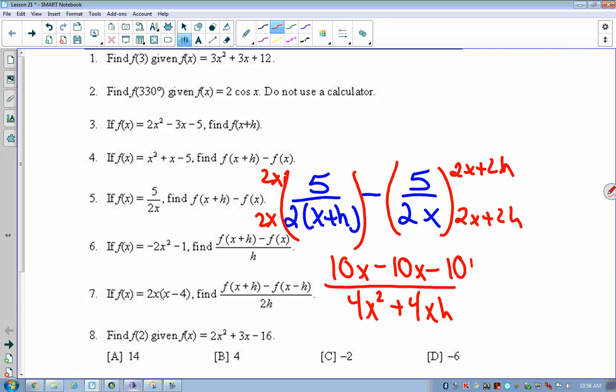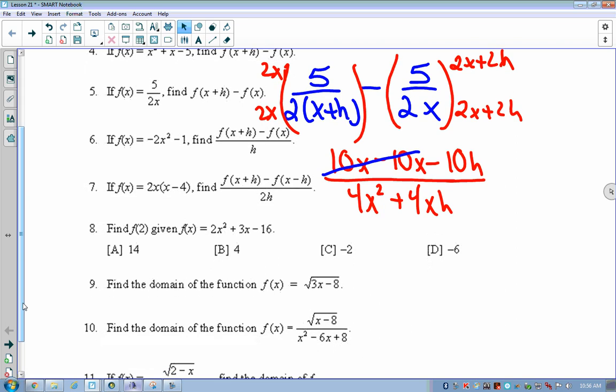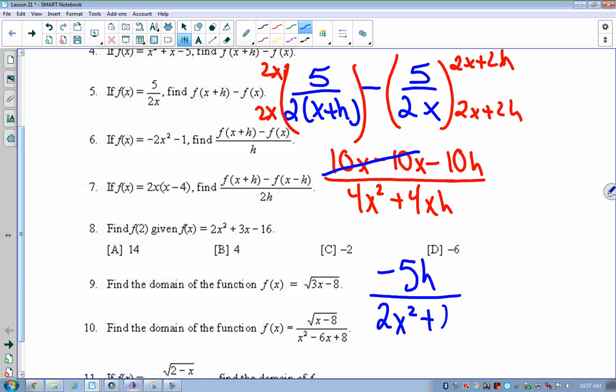minus 10h, right? Okay. All right, now I need to look for what I can take out. For one, my 10x's are going to cancel, correct? Okay, now I'm going to look for what I can factor out of everything. What can I factor out of everything there? I can factor out 2. Okay, so that's going to leave me with negative 5h over 2x squared plus 2xh. Does that make some sense? Okay.